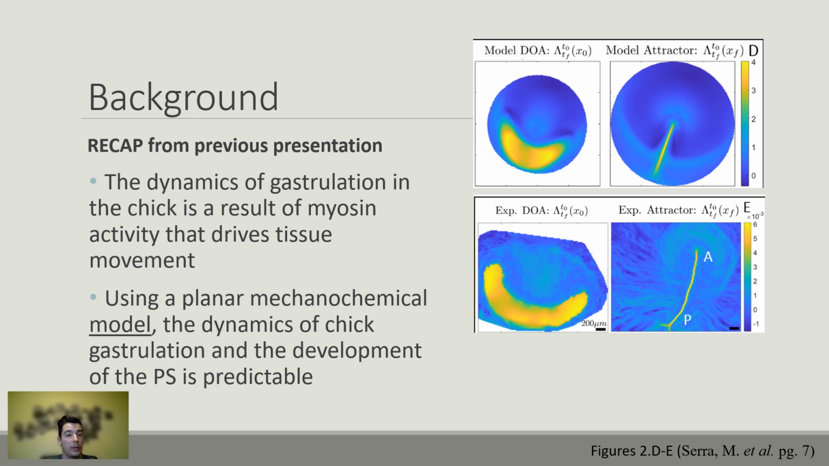The researchers in the first part of this paper talk about the dynamics of gastrulation in the chick, which is a result of myosin activity that drives this tissue movement. So the cells during gastrulation of a chick embryo move in a very specific and predictive way, and they believe that the result of this movement is driven by myosin activity.